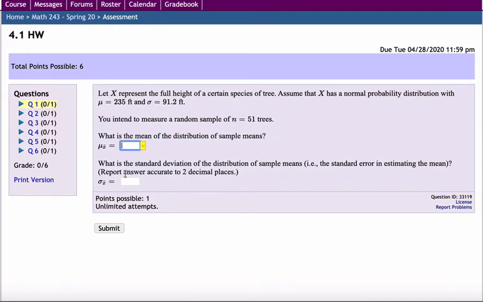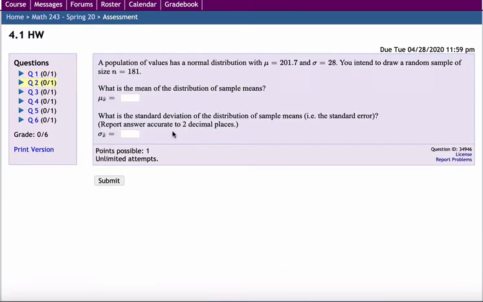So you don't actually calculate any probabilities here. You don't use inverse norm or normal CDF. You kind of just set up the problem. And you'll do that for several of these. I think like half the homework problems are just talking about mu sub x bar, sigma sub x bar, and the shape of the distribution. Because those are pretty important topics in 4.1, understanding those three things. Understanding the difference between the parent distribution and the sampling distribution.